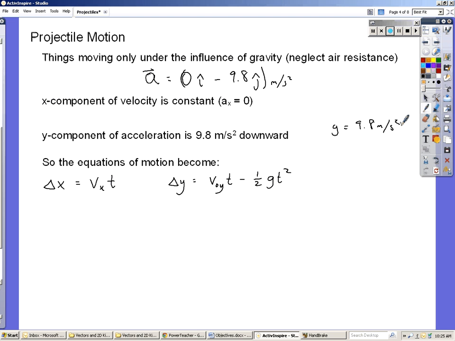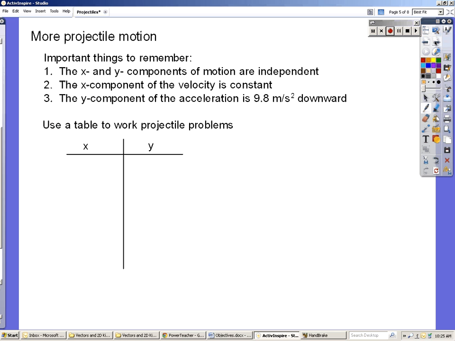And then you can also use the other two kinematics for y. You can say that the final y component of the velocity equals v naught y, not plus, but minus gt, and also that vy squared minus v naught y squared equals negative 2g times delta y. So instead of having 10 different variables to worry about, we only have 5. And so when you work projectile motion problems, it might be useful to use a table.